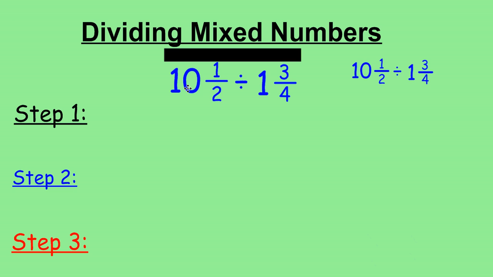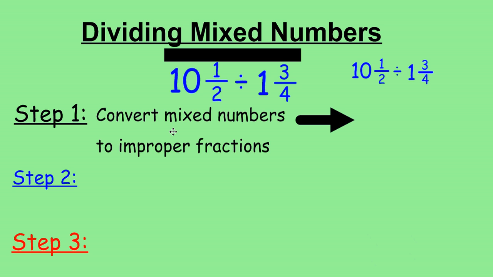Dividing mixed numbers, we have 10 1/2 divided by 1 3/4. The first step, convert the mixed numbers to improper fractions. So 10 1/2, if we convert this to an improper fraction, we take 10 times 2 is 20, plus 1, and we get 21/2. Now 1 3/4. 1 times 4 is 4, plus 3 is 7/4.